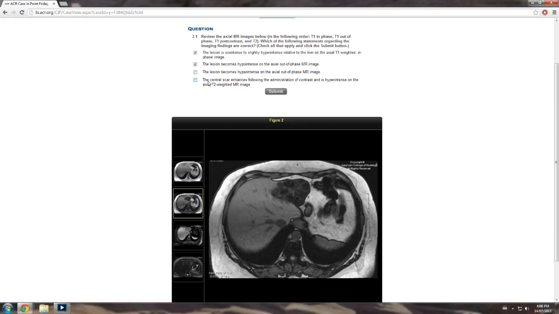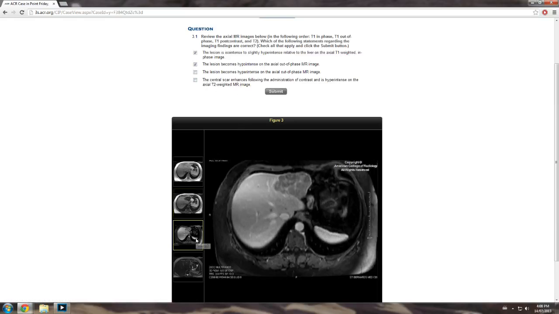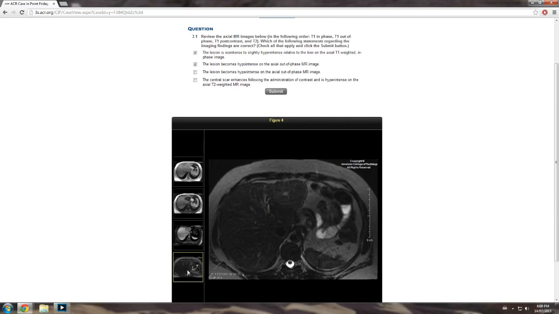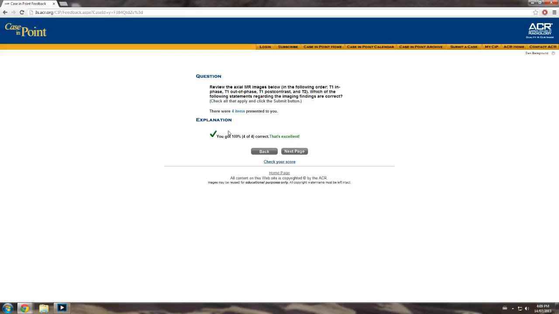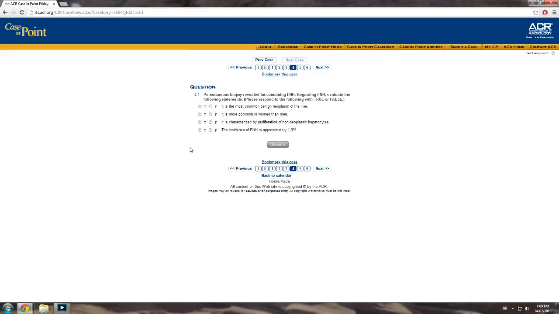The central scar enhances following administration of contrast. Maybe a little. Here. And it's hyperintense. Questionable. I'm not completely sure. Okay, maybe it is. That's good. Doing okay so far. Biopsy revealed FNH.